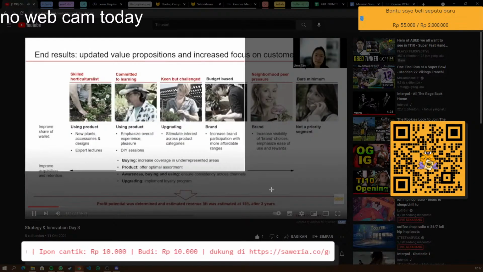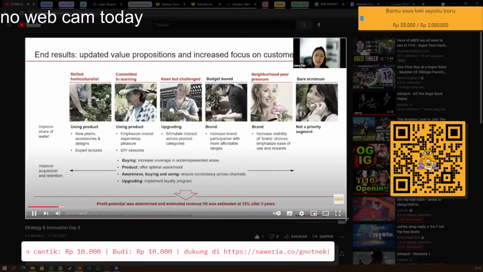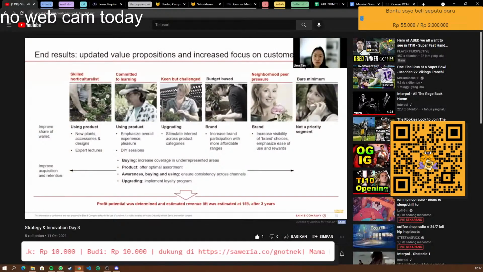So if your target group is people who are really committed to learning, right? How do you make sure you create more do-it-yourself sessions so that they can learn more, right? How do you improve their experience? How do you get their interest in all the different categories?